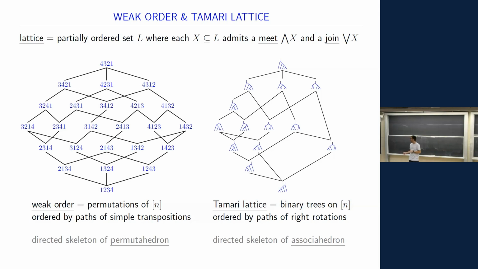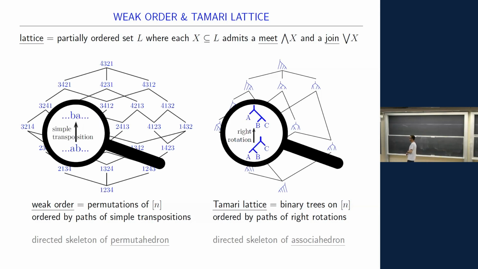So let me remind you the cover relations in these posets. On the left, they correspond to transpositions of consecutive letters. And on the right, they correspond to right rotations. And these posets, or the Hasse diagrams of these posets, turn out to be skeleta, or directed skeleta, of polytopes: on the left the permutahedron, on the right the associahedron.